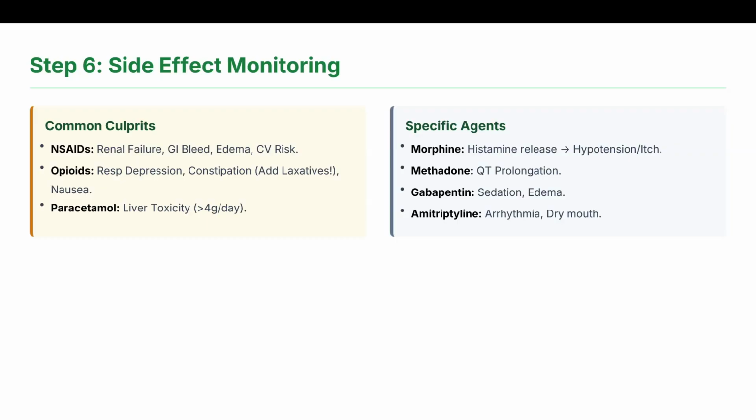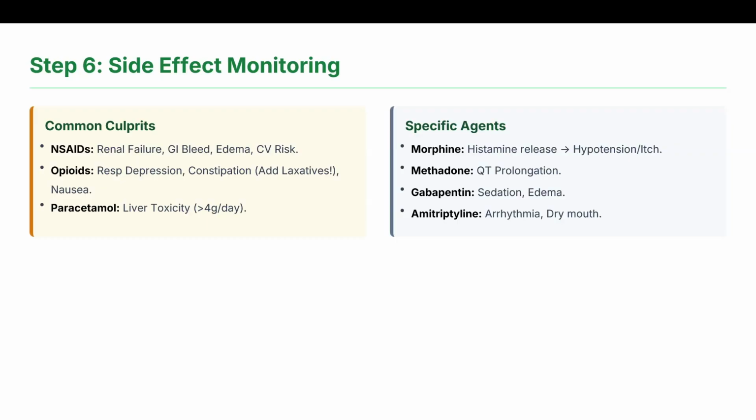Specific agents like morphine can result in histamine release. It can cause hypotension or itching. You can use fentanyl in these situations when there is hemodynamic instability. Fentanyl does not cause histamine release. So if a patient is on noradrenaline support or inotropic support and also needs sedation, for intubated or mechanically ventilated patients, you can prefer fentanyl instead of morphine.